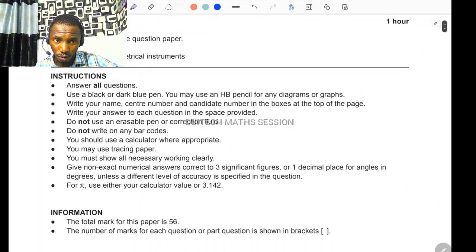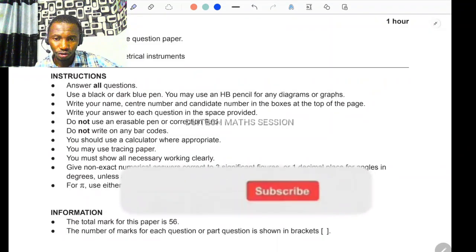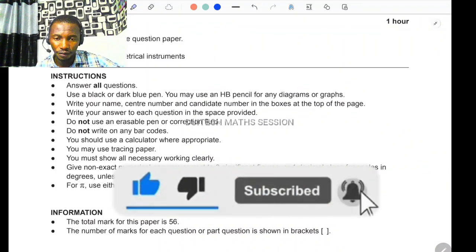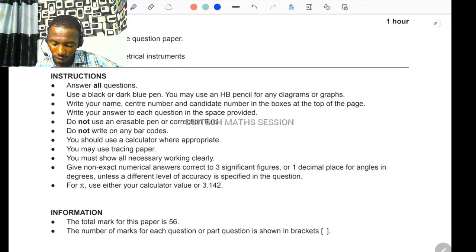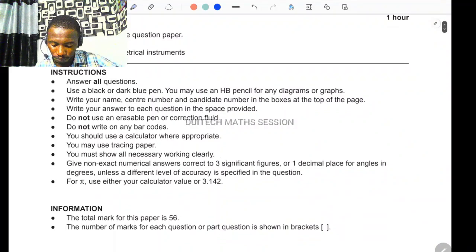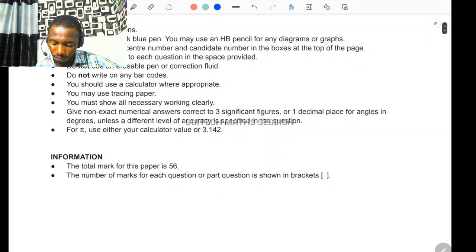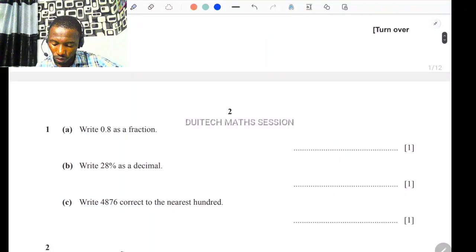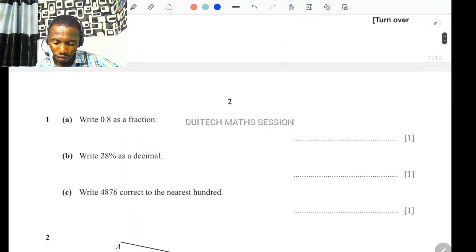And please, I want to beg you to always go through the instructions and know what you are expected to do, so that you don't go and do what you have in mind, and at the end of the day you are not awarded the actual mark that you merit. So make sure you take note of it, especially that you are asked to give your non-exact numerical answers to 3 significant figures or 1 decimal place, and of course use pi as 3.142. So make sure you keep to that information and work it out. So let's dive into the question proper.